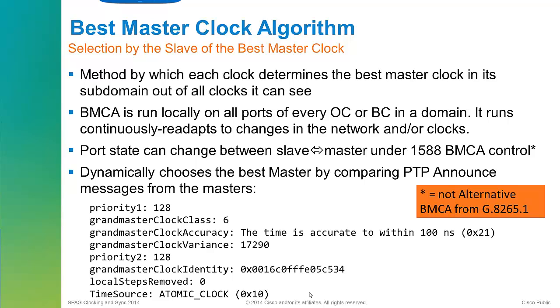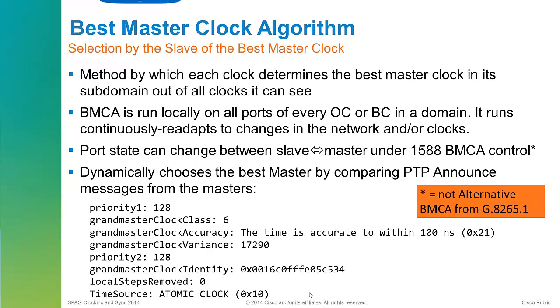This just gives you a look at the way this works. As I say, there's 2 mechanisms of doing it. One is this alternate best master clock algorithm from telecom profile, which is G8265.1, and what that allows it to do is 2 different mechanisms. One with best master clock algorithm is a boundary clock port can change between slave and master under BMCA control, and that still works if you don't have telecom profile enabled.